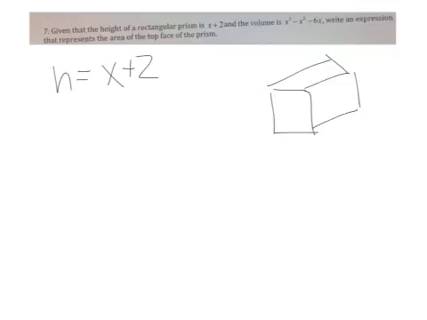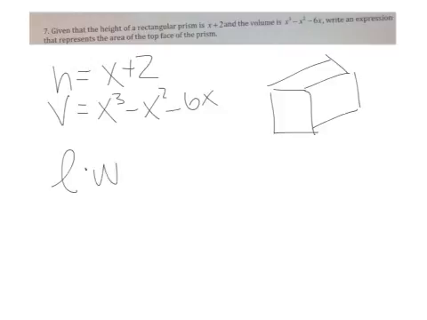Alright, this is number 7 on your 2-4 homework. And we're talking about a rectangular prism here, which I know has a length times a width times a height. So they say the height equals x plus 2, and volume equals x cubed minus x squared minus 6x. And they want to know what's the area, which is kind of an interesting thing to think about, because if I have length times width times height, I know that equals volume, which means my area is contained right here.